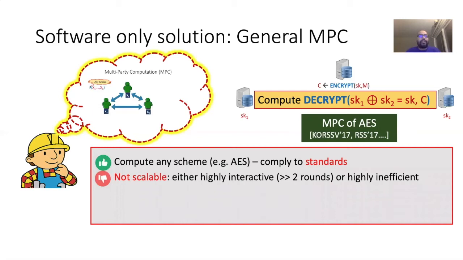But there are several drawbacks of this solution. For example, it's not a scalable solution because it's either highly interactive, as efficient MPC algorithms take much more than 2 rounds. There are optimal MPC solutions that take exactly 2 rounds, but often they are very inefficient. They rely on tools like fully homomorphic encryption or something similar. Also, they are bandwidth intensive because typically all the servers need to talk to each other, so the overall communication cost becomes order of n squared.